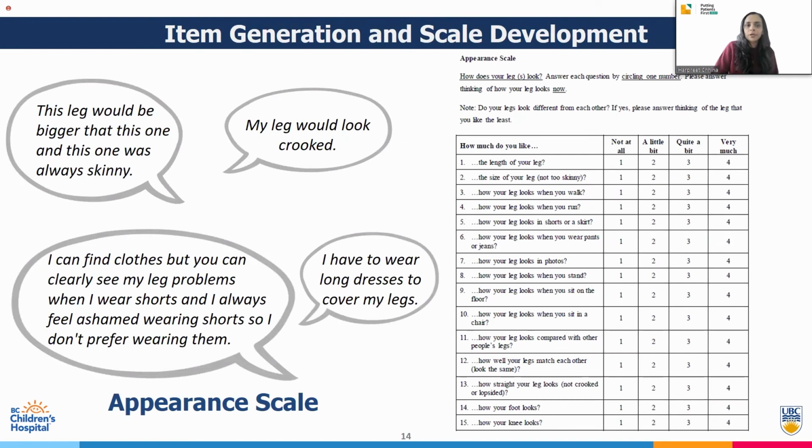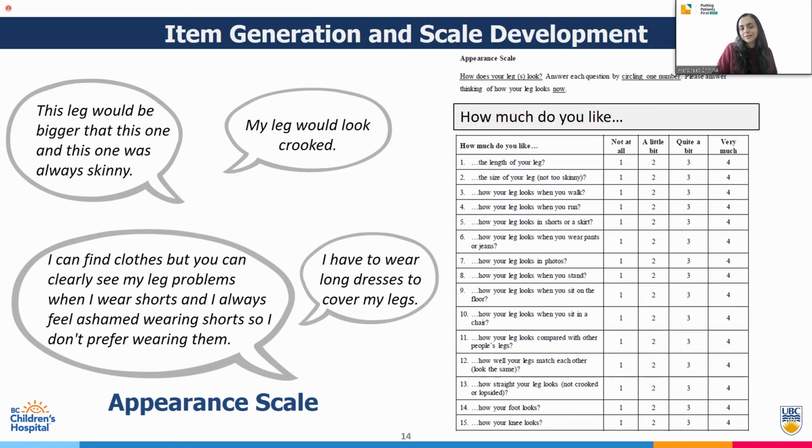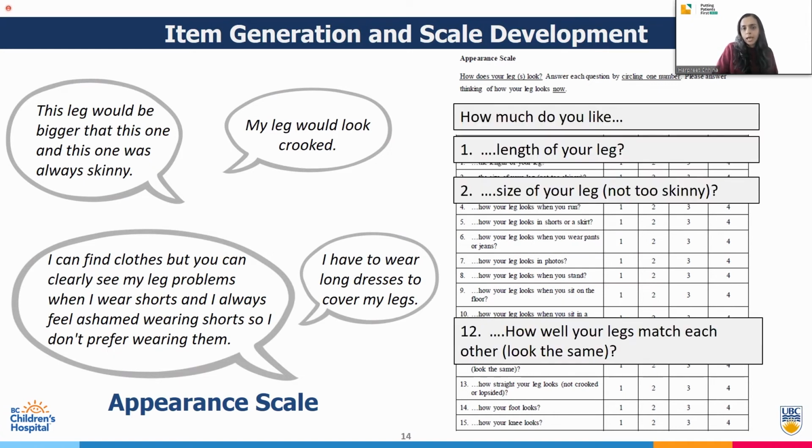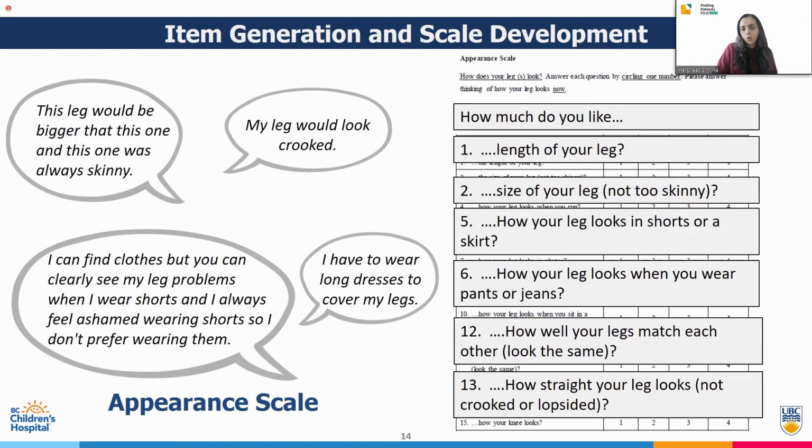Here's an example of how we used the quotes from the interviews to generate the items. So this is an example of some quotes under the appearance scale. And on the left-hand side, you can see how we wrote items under the appearance scale based on those patient quotes.